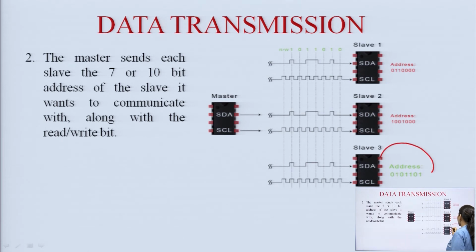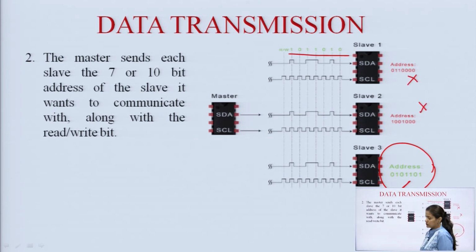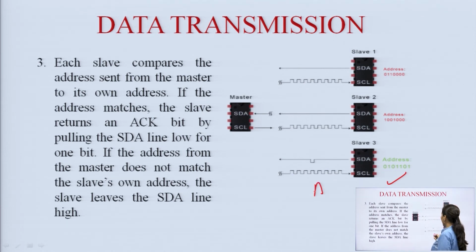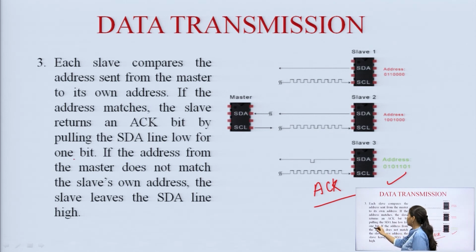Now, the slave with the exact address will be selected. So, this is the slave which is having the exact address which has been sent from the master side. So, this slave will be selected, and these slaves are not matching. Each slave compares the address sent from the master to its own address, and if the match occurs, the slave returns the acknowledgement bit by pulling the SDA line low for 1 bit.